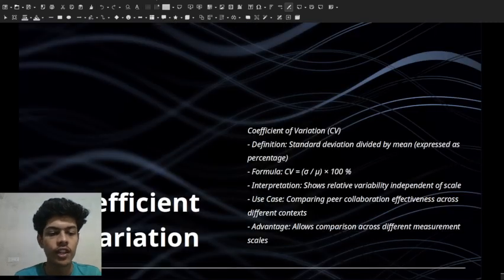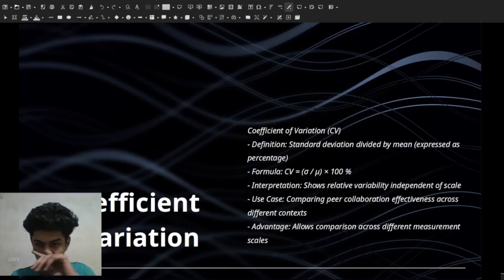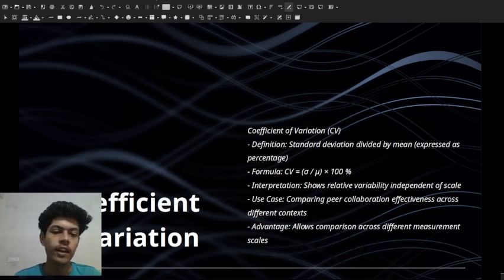Now there is the coefficient of variation, which is the standard deviation divided by the mean, where the mean is the sum of values divided by the number of values. The coefficient of variation formula is standard deviation upon mean, multiplied by 100. It can be used in student data, like comparing peer collaboration effectiveness across different contexts. Its advantage is that it allows comparison across different measurement scales.